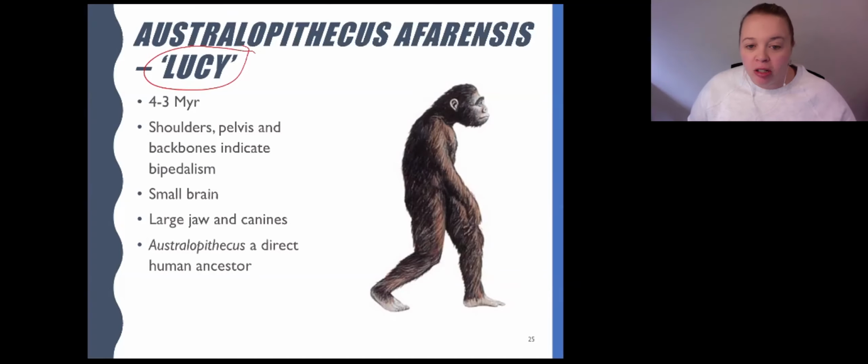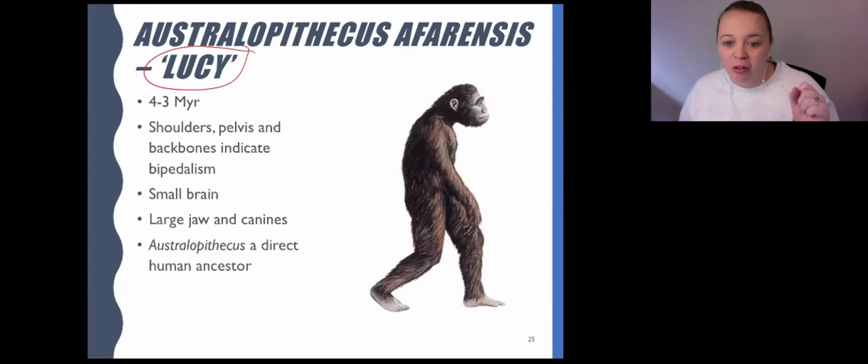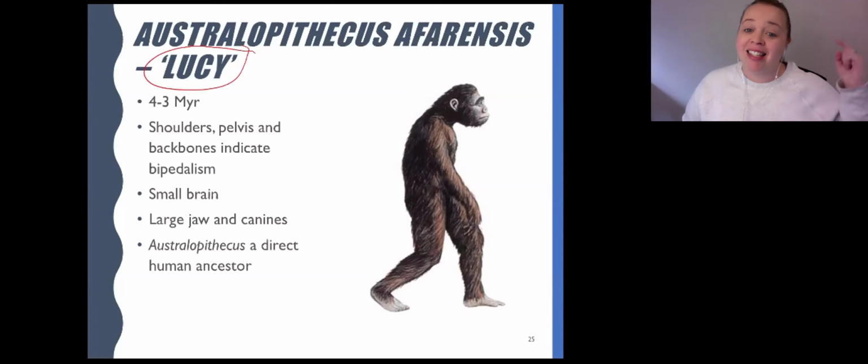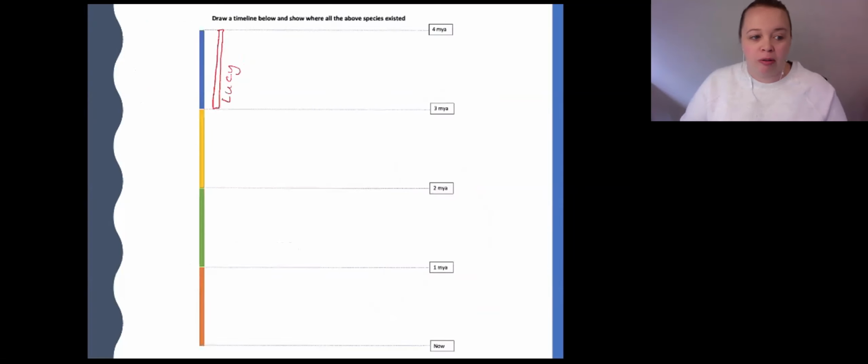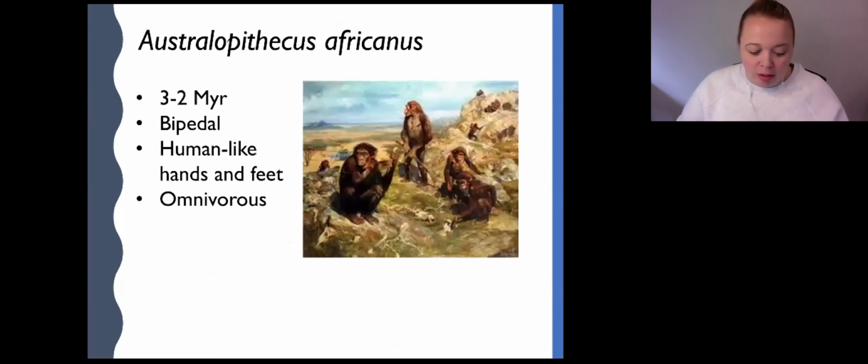And what we think is she's a direct human ancestor. So this is one of those common ancestors that I'm talking about. We are very, very likely to have evolved from this species, because this is not a species that exists now. This is a species that existed 4 to 3 million years ago. So that's where Lucy goes on your timeline.